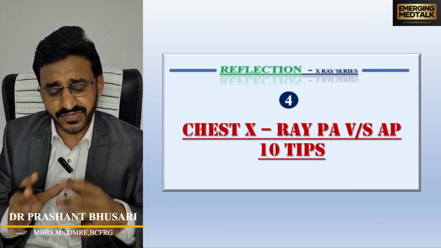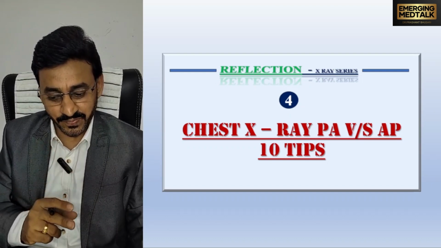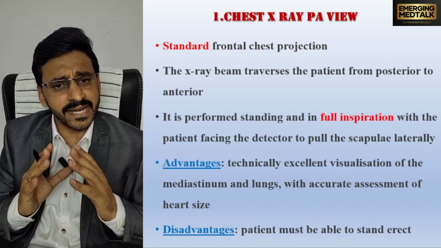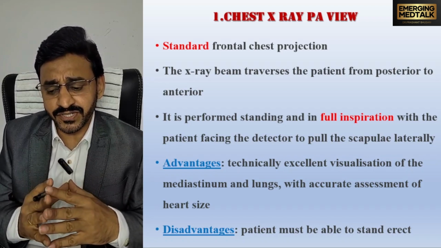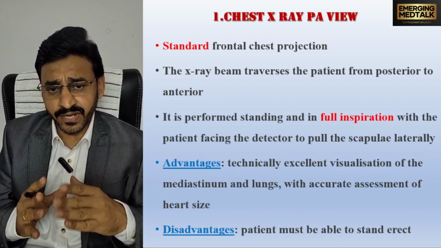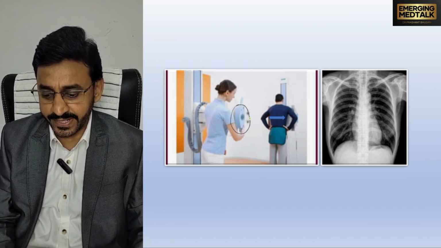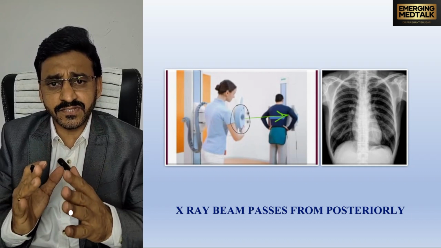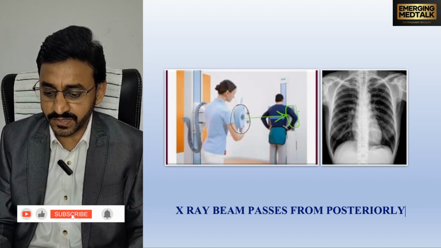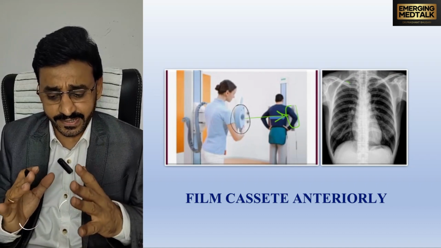Topic is on chest X-ray, difference between posterior anterior and anterior posterior view. So here we can have very commonly posterior anterior view. It is a normal standard projection, and it is in the full inspiration, and it is taken in the standing position, and the X-ray beam traverses from posterior to anterior side. So this is the X-ray tube, and we can see how this X-ray passes from posterior to anterior side, and the film cassette is placed in front of the patient. So this is posterior anterior view.